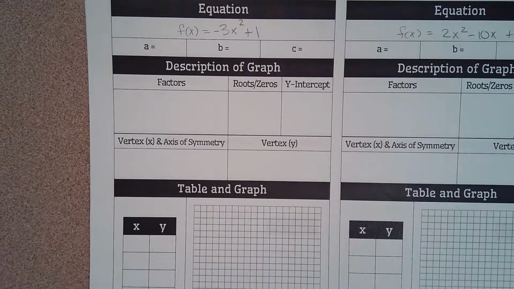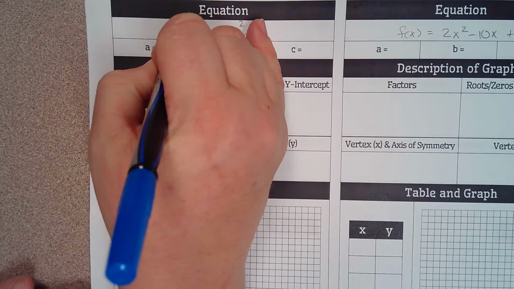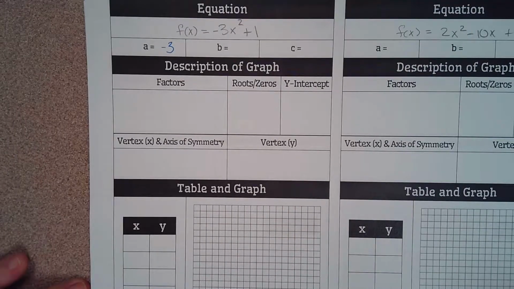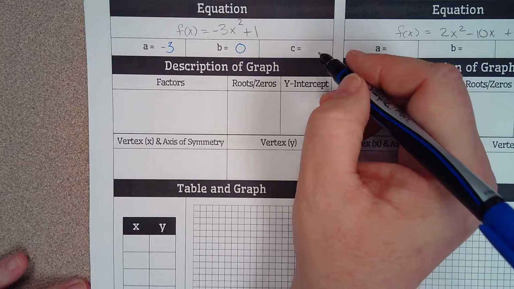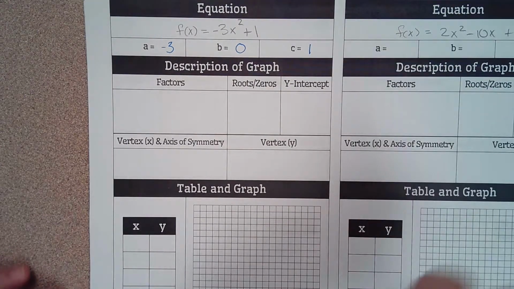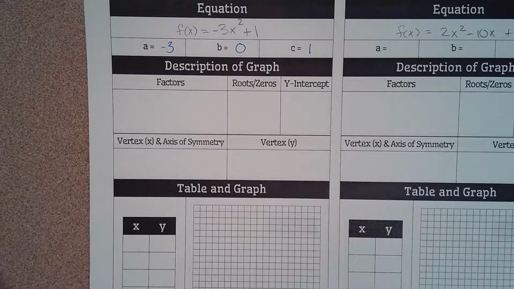The first thing you need to know is that anything with a variable squared is your A. So that means -3 is my A. We do not have an X value, so since I don't have just X, that's going to be 0. And then the last one is going to be 1 for my constant. So now my A, B, C is filled out. If you have a binomial like this, you will know how to take care of it.